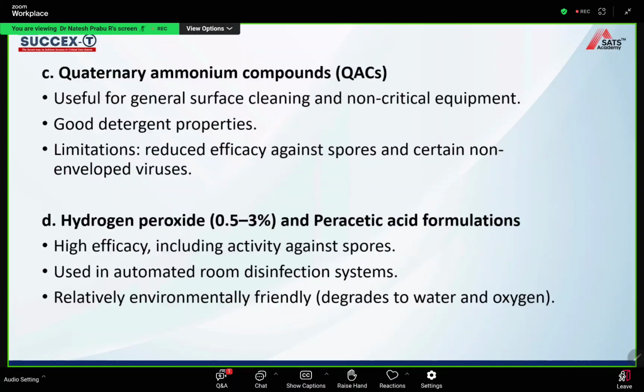Coming on to the next chemical disinfectant, quaternary ammonium compounds. They're used generally for surface cleaning and non-critical equipment, and have good detergent properties. Limitations are reduced efficacy against spores and certain non-enveloped viruses. Coming on to hydrogen peroxide and peracetic acid formulations, they're highly efficacious, including activity against spores, used in automated room disinfection systems, and relatively environment friendly because they degrade to water and oxygen.